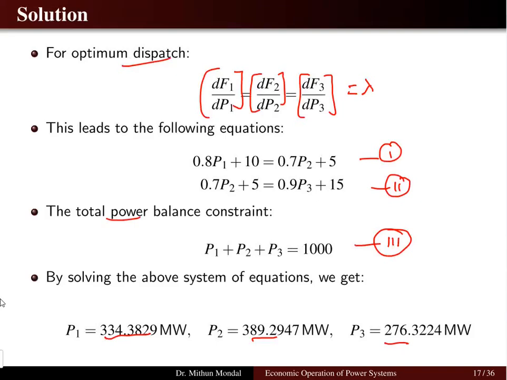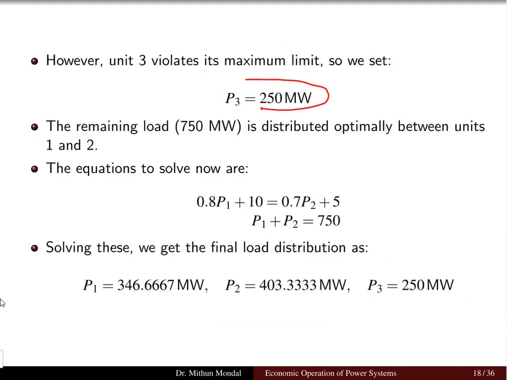Now if we observe, the maximum limit of P3 was 250 megawatt, which is violated by the power we got, 76.32 megawatt. The other 2 plants are not violating because the upper limit was 500 megawatt. So we have to set 250 megawatt for P3 because it is violating the maximum limit, and the remaining load, because the total is 1000 megawatt, is 750 megawatt, which is to be distributed between P1 and P2.